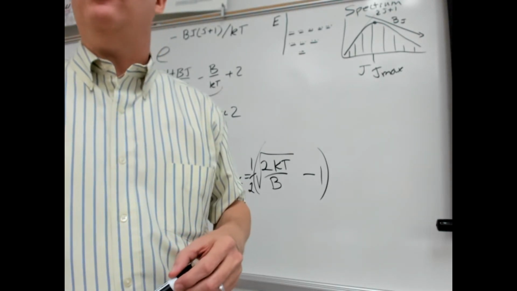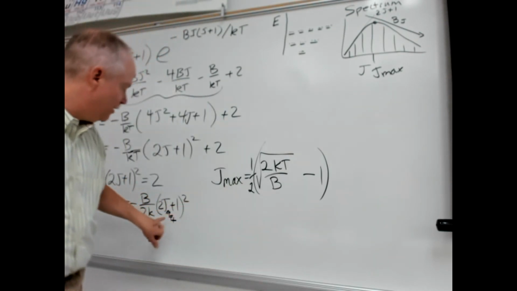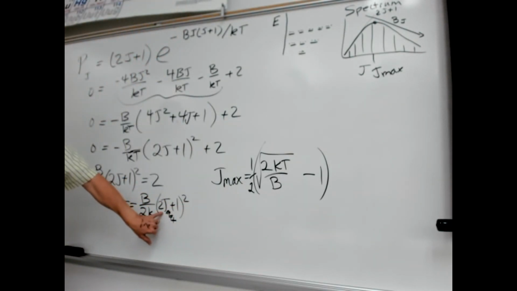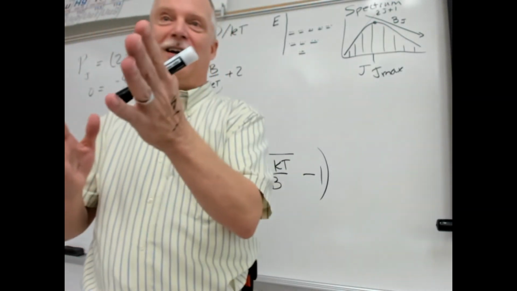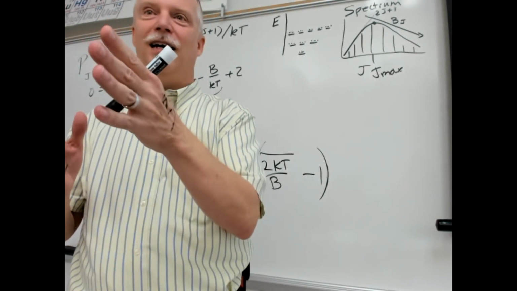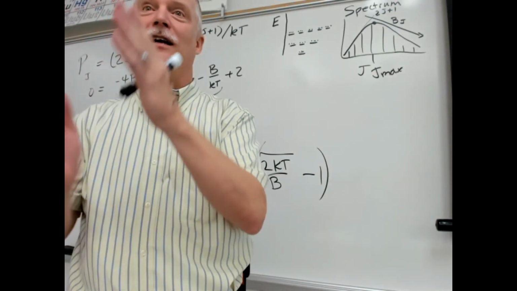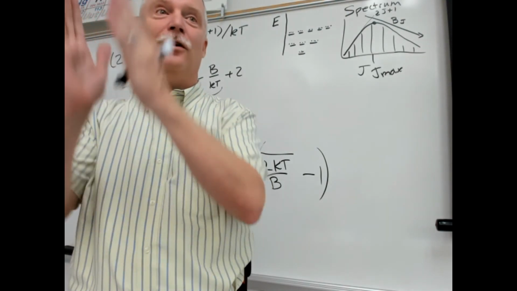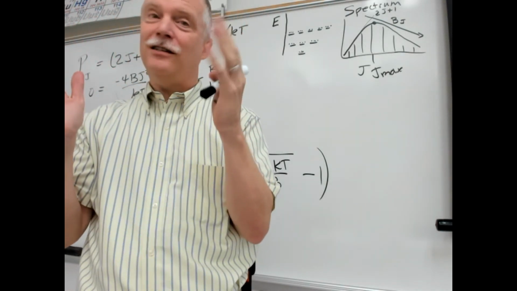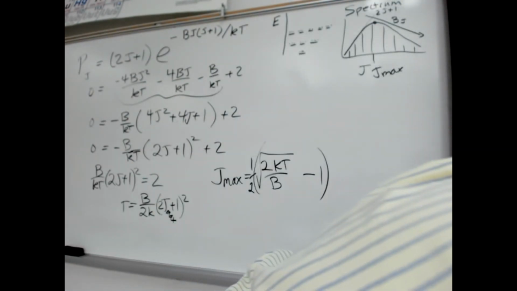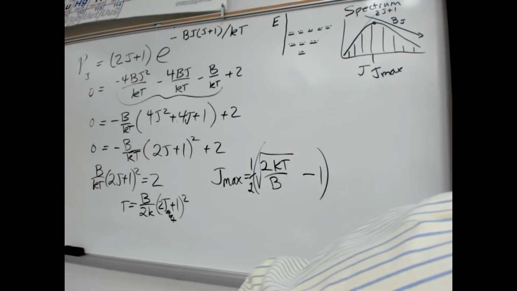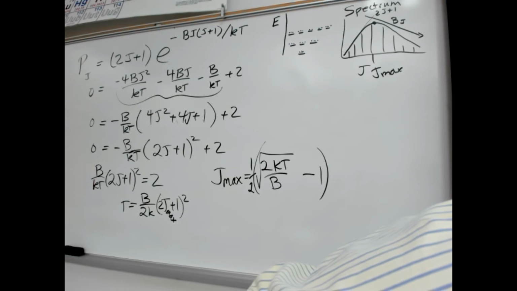What if J3 was max? Put in 3 here. You get 6 plus 1 is 7 squared, 49 times B divided by k divided by 2. Yes, 373. So it's between 190 and 373. So J equals 2 or 3 has a pretty big range. And notice they're not that far apart. That maximum value is somewhere between those two.